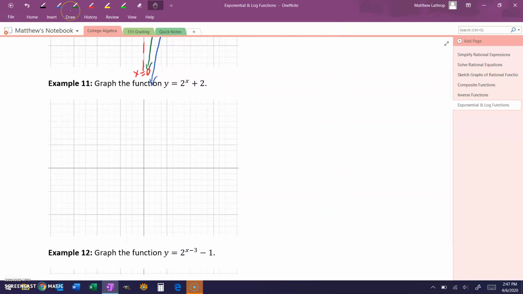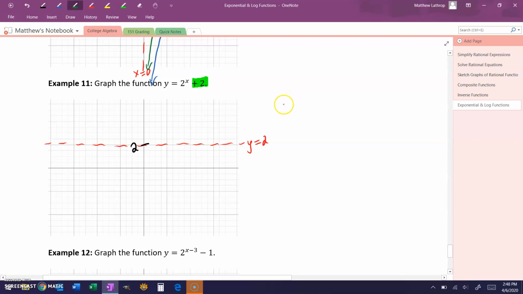In example 11, we're back to an exponential graph, and we have a plus 2 at the end, meaning our function, our graph, is being shifted up by 2 units. That tells us, first of all, that our asymptote that would normally be at y equals 0 is now going to be at y equals 2. So we're going to say that this first tick mark is 2 units up. So that horizontal asymptote has been shifted up by 2 units.